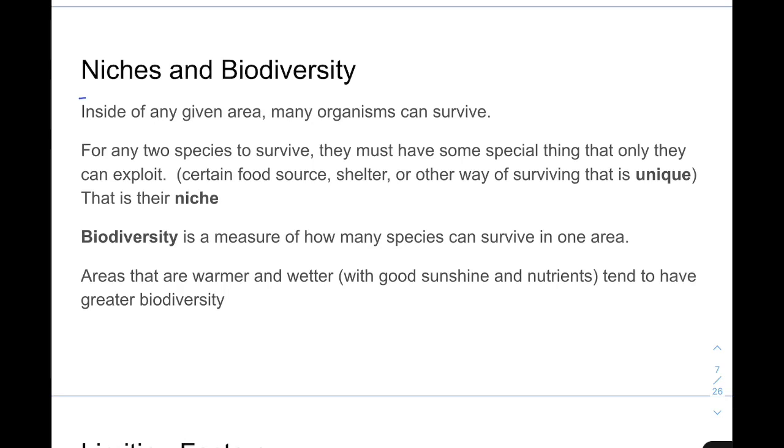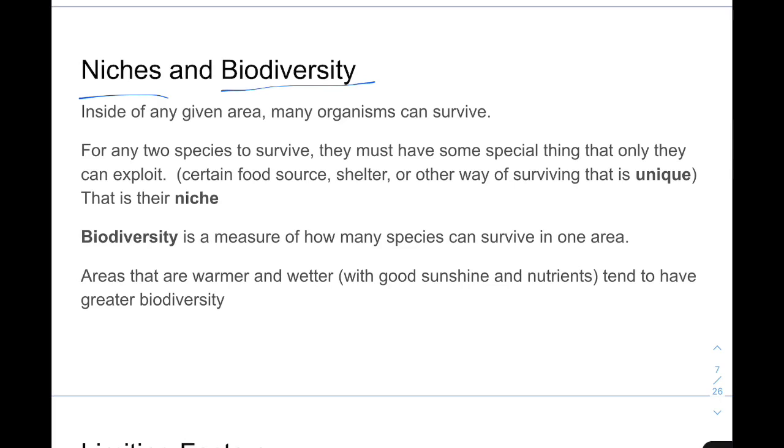Inside of your habitat, there are many niches, many different hiding spots, many different spots with slightly different conditions. The more niches you have, the more species can survive. A measure of the number of species that can survive in an area, or that do survive in an area, is called its biodiversity.